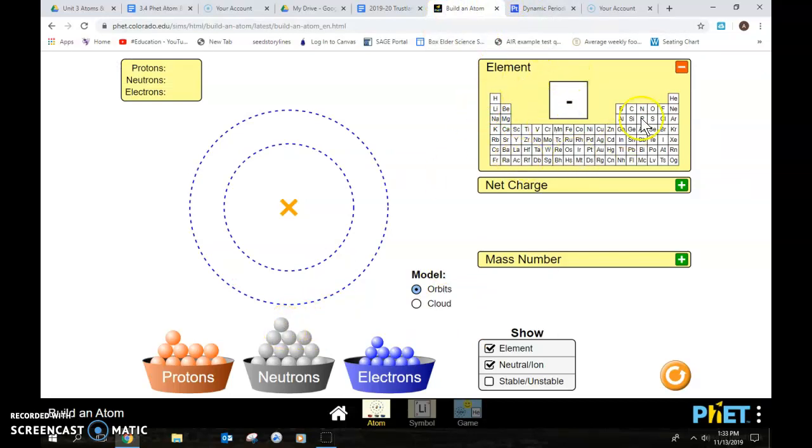So notice right here is a periodic table. If I pull in a neutron, nothing happens. If I pull in an electron, nothing. You can see them in their spots, but you can't see an element made. Once I pull in a proton, boom, it becomes hydrogen. So we're looking for stable neutral atoms.